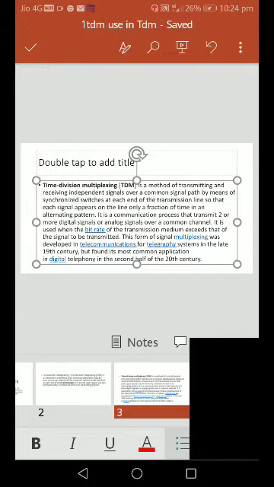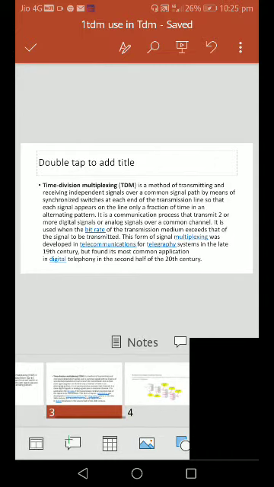Telegraphy system in the late 19th century, but it found its most common application in digital telephony in the second half of the 20th century. Then we go to the next slide.